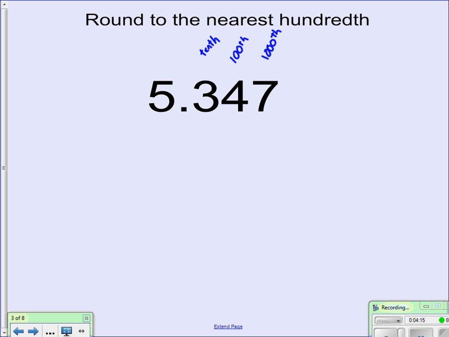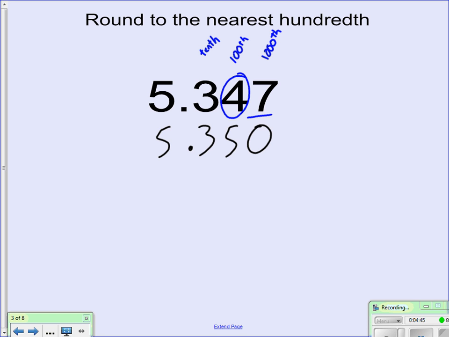So if I'm going to round to the nearest hundredths, I locate my hundredths. I look right next door. Is it 5 or higher? Yes, it is. Then I'm going to add 1 more. I'm going to add 1 to the 4 here, making that 5. All the numbers in the front stay the same. The numbers behind it change to zeros.